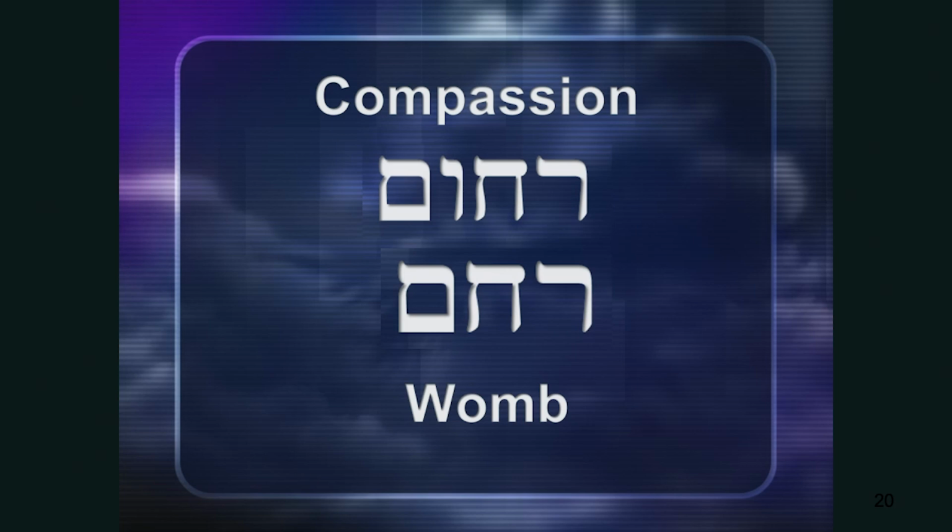Do you see a mem in there? This time at the very end of both of these words. Rachum is compassion, and Rachum is also the womb. The womb is the place of compassion. The mother loves her child that is within her.